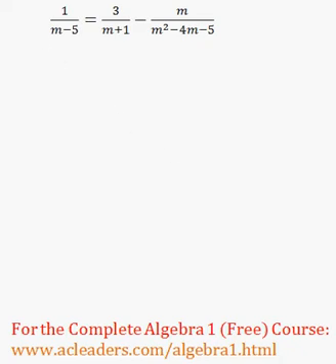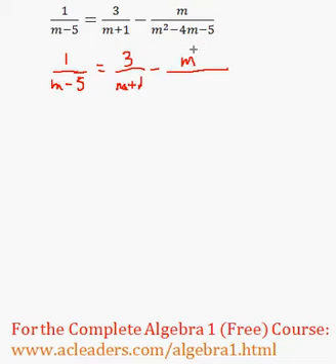Alright, let's continue working on rational equations. And let's solve for m. But before we even get started, I will factor all denominators that I can. Of course, m minus 5 and m plus 1, I can't do anything about that. They're already fully factored. But over here, I have a trinomial, m squared minus 4m minus 5, and I can actually factor that.